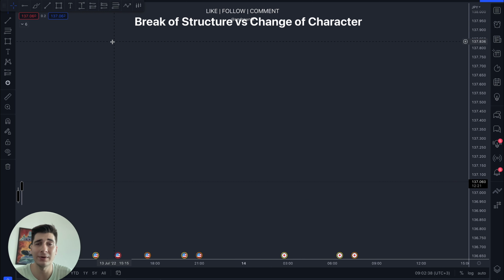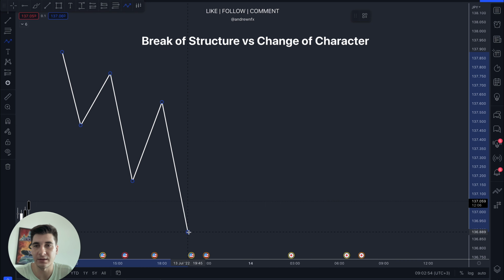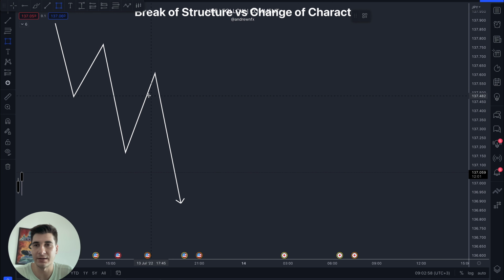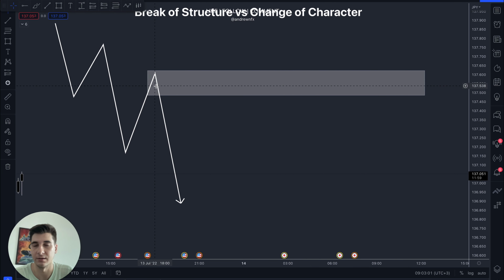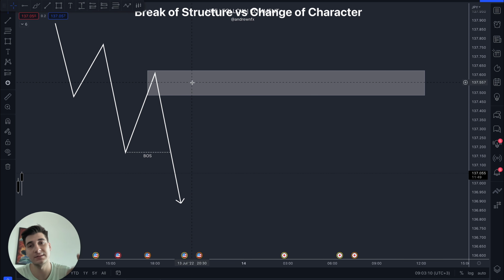Really simple. Now, what is a change of character? A change of character is basically the first break of structure that happens when price decides to react from a supply or demand zone. So let's say we have this right here. We have a bearish trend and a new lower low being made. So our last supply area is this area right here, because that's where price decides to break lower. So here we have a break of structure to the downside, and then we have the supply zone where price may or may not come back in order to create a new lower low.